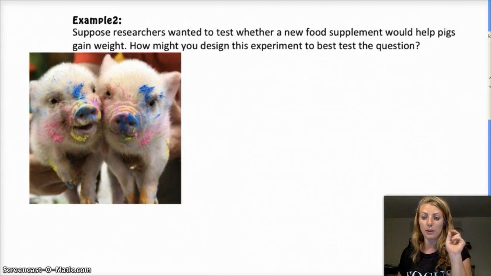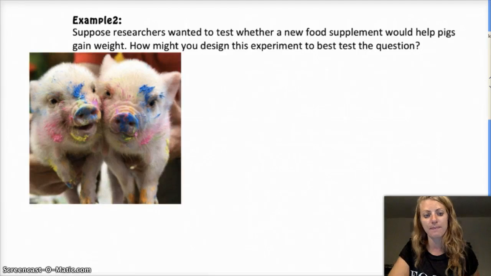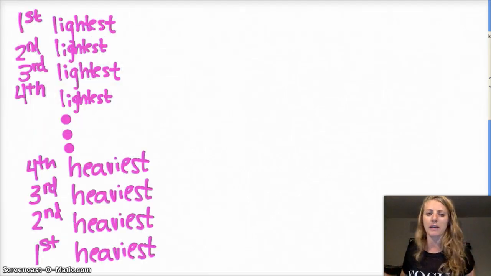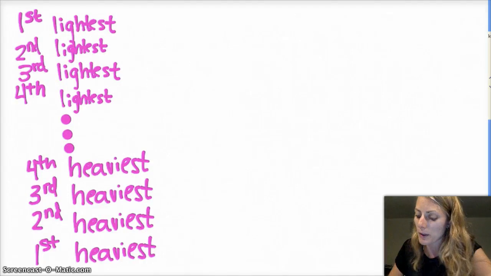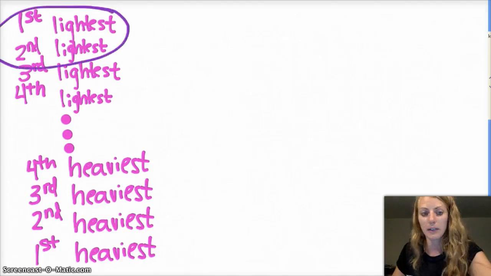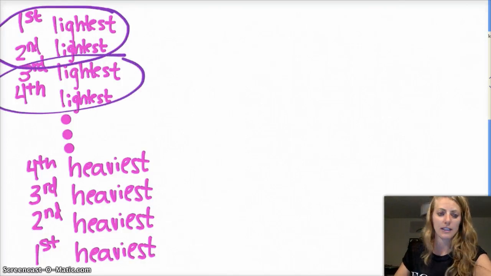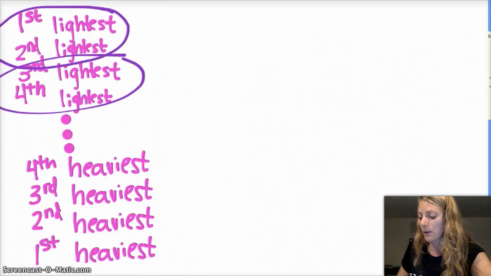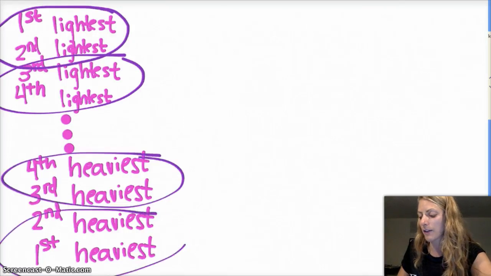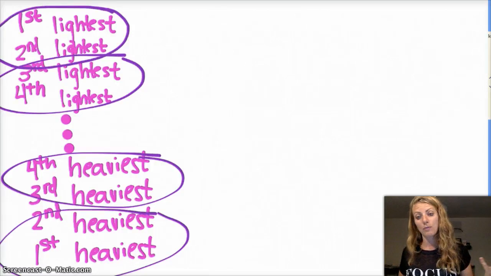And then between those two, I randomly assign one to the old food, or just like the regular food, and then one that gets the food with the supplement. So it looks something like this, right? I have my list, my lightest to heaviest, and I'm going to pair my top two lightest together, and then my second two lightest, the next two lightest together, all the way down to the fourth and third heaviest, and then the second and the first heaviest, because what you're doing is you're assuming that they're going to react to the food in a similar fashion.